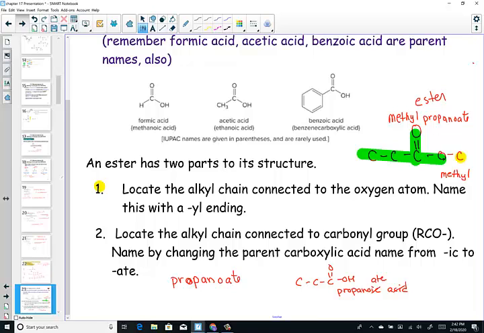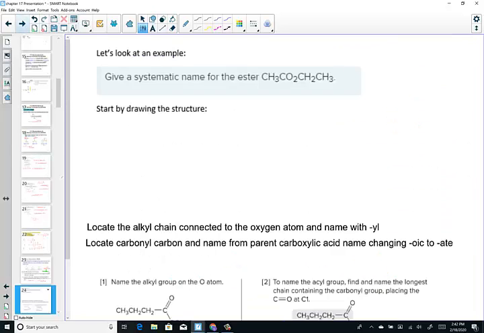Let's practice. That sounds like a mouthful, doesn't it? Let's name this compound, CH3CO2CH2CH3. Okay, let's figure out the structure first. Right here is kind of the basis of the structure where I have a C double bond O and next to it is another oxygen. This is the ester linkage, if you will. On this side, I see a 2-carbon chain, and on this side, I see 1 carbon to the left of the carbonyl carbon. So this is my structure, CH3CO2CH2CH3.